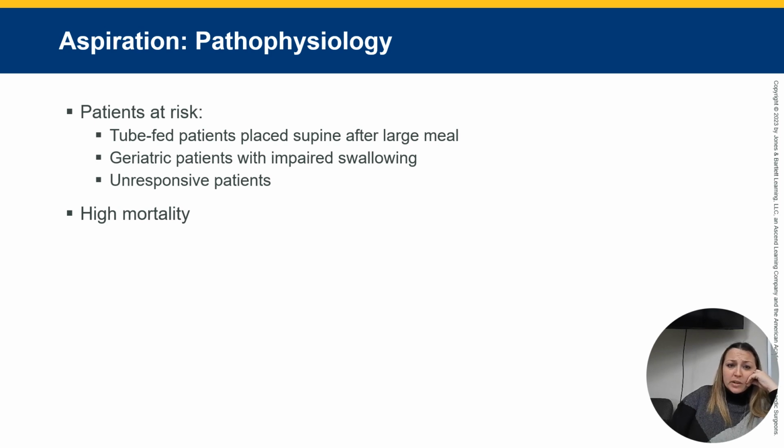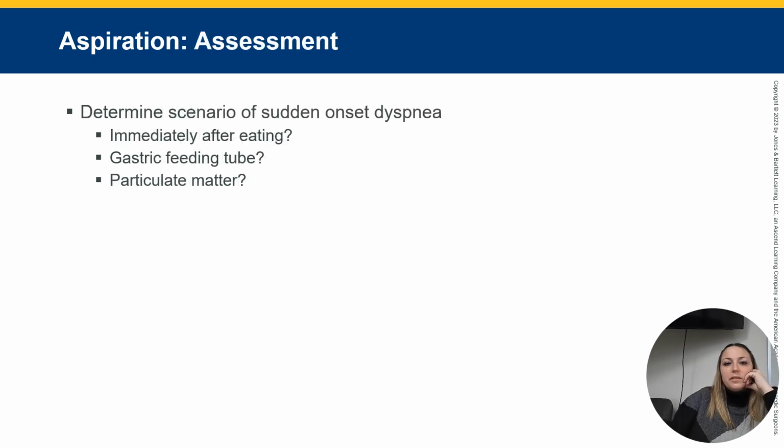And aspiration in these patients also has a pretty high mortality rate because they're already at risk. Usually tube-fed patients aren't the healthiest patients. Geriatric patients that are already having trouble swallowing, not the healthiest. Unresponsive people, usually not healthy. They've got another issue going on. So be aware of those possibilities and those patients that are at risk.